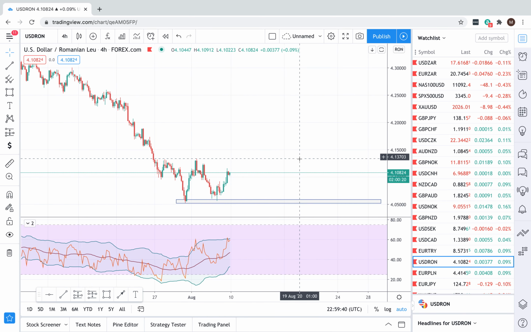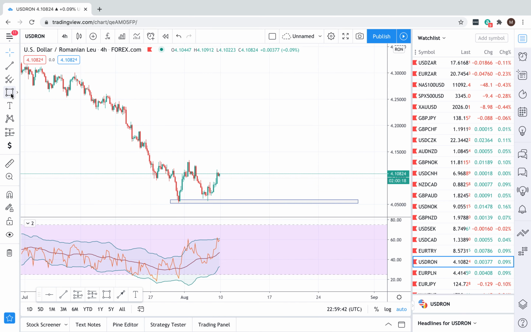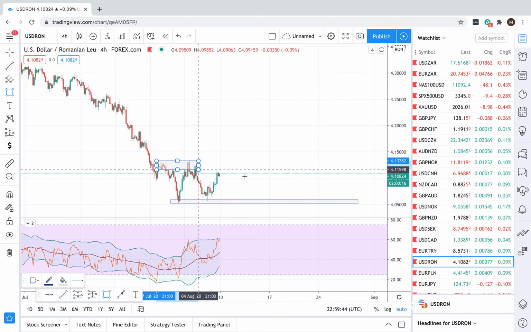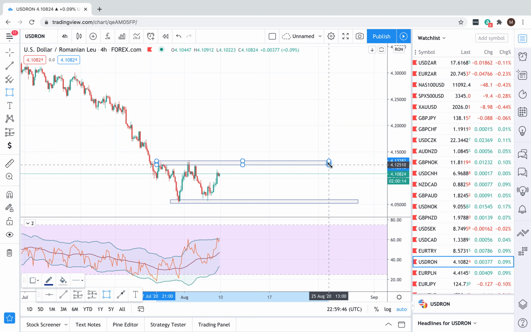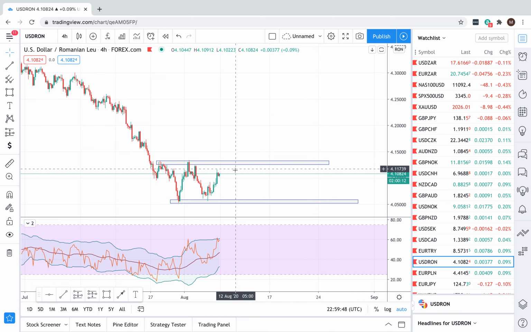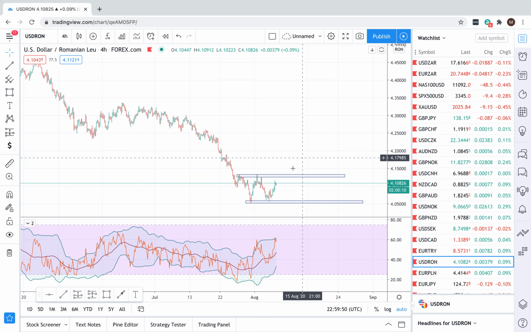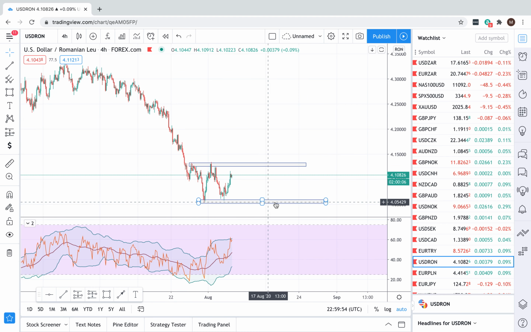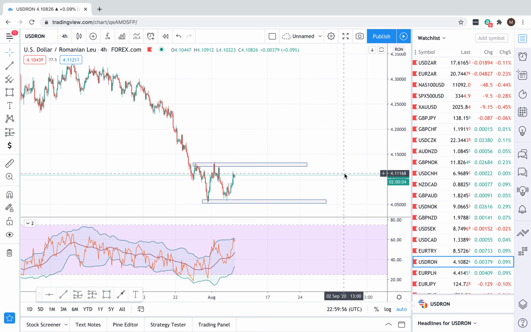USD RON, I'll mark up this level here as well. Wait for price to retest the zone. If we have consistent rejection, we can enter in short, or price breaks the zone, we can look for retest to enter in short as well.